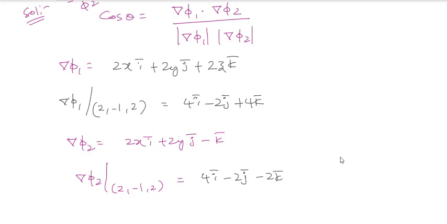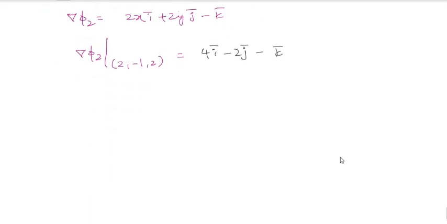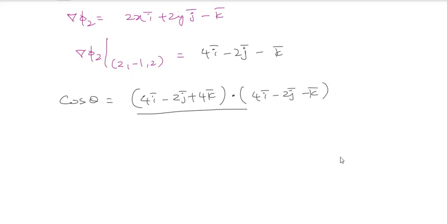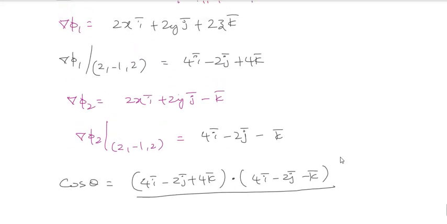Minus 2k bar. Sorry, only the k bar component will be there because the z value is not there. So now what will my cos theta value be? Substitute. It is the dot product between del pi 1 and del pi 2: 4i bar minus 2j bar plus 4k bar dot 4i bar minus 2j bar minus k bar. Am I correct or not? Just cross verify your vectors: 4i bar minus 2j bar plus 4k bar.